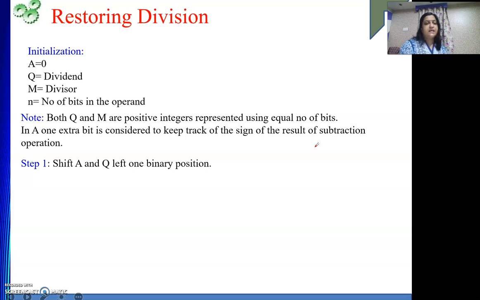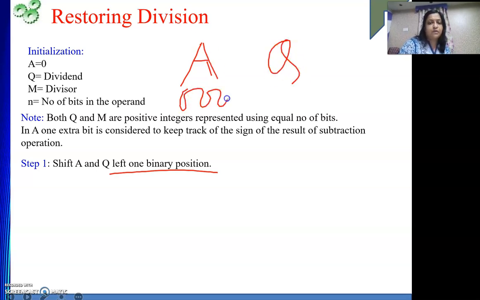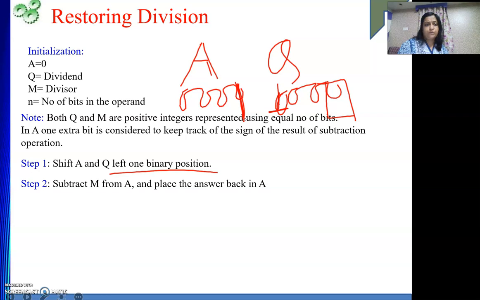The algo says shift A and Q left one binary position. A and Q together we take as a single operand, and initially it contains all 0s. Suppose the dividend is 8. So see how we have done. First we have taken this 1. What we have done is shift A and Q left one binary position. So this 1 will come here, and here it will be 0, and this position will be vacated. This is 0.